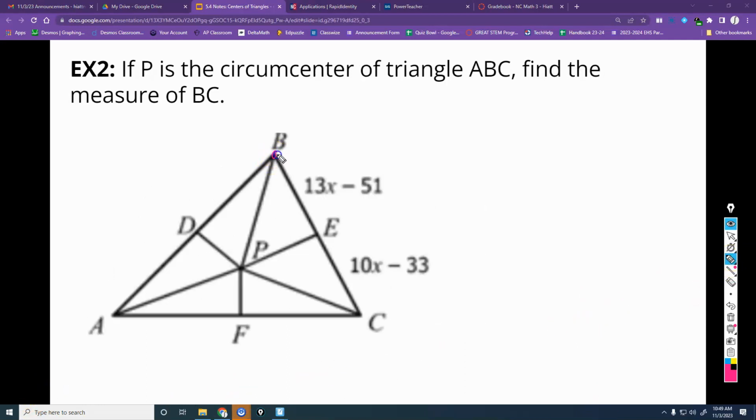Here's what we're looking for. If this is a circumcenter, that means we have perpendicular bisectors going out from that circumcenter. The perpendicular bisectors cut each side in half, meaning that this piece is going to be equal to this piece, correct? So that means 13x minus 51 has to be equal to 10x minus 33.